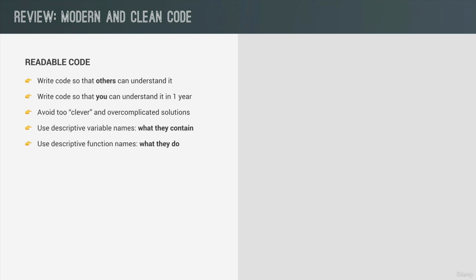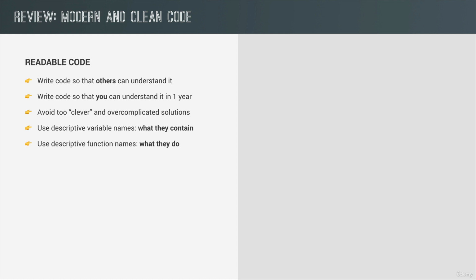So one of the most important things when you code is that you should write readable code, which basically means that you should write code so that others can understand it, and also so that you can understand it yourself in the future. Also, you should try to avoid writing too clever and maybe overcomplicated solutions that might make you feel really smart as a developer, but which also might make your code very confusing and unreadable. And so in many situations, it's best to simply write the most straightforward solutions.